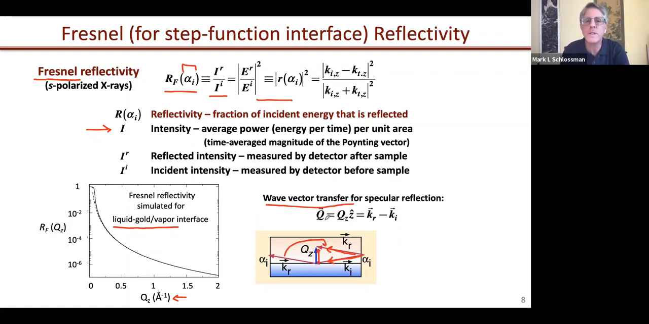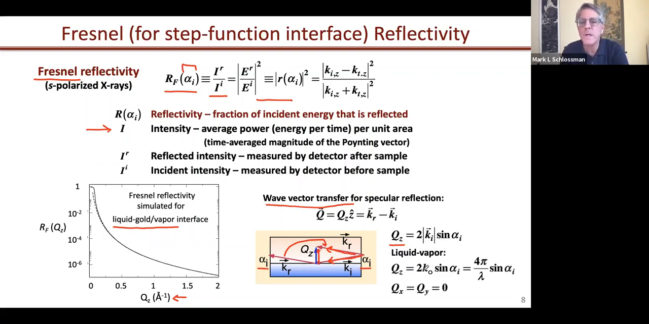So the general definition is the wave vector transfer is the reflected wave vector minus the incident wave vector, or even more generally, if you're talking about some other scattering process, it's the scattered wave vector minus the incident wave vector. And in this particular case for specular reflection, where the incident angle and the reflected angle are the same, the wave vector transfer has only a z component, QZ, and it's given by twice the magnitude of the incident wave vector times the sine of that incident angle.